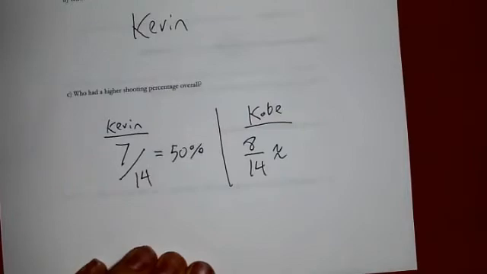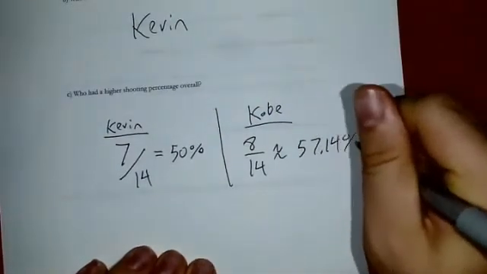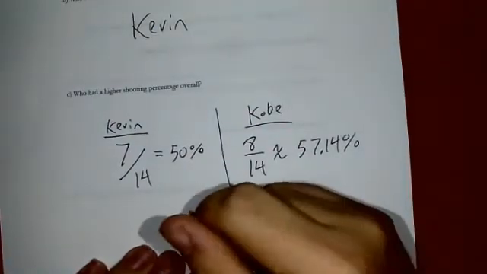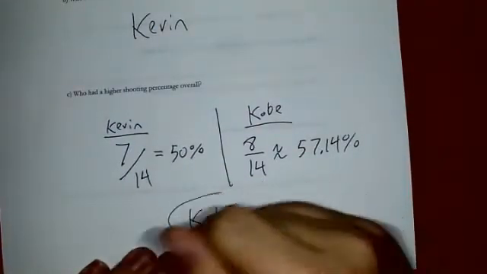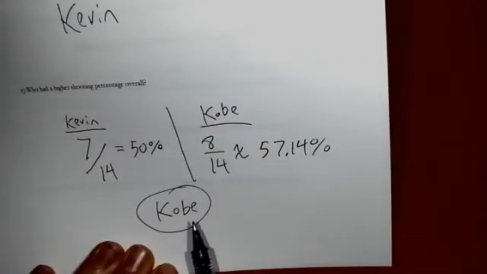We actually see that's approximately 57.14%. So actually, Kobe had the better shooting percentage overall. So Kevin was better in the first half, Kevin was better in the second half, but Kobe was better overall. So as you can see, sometimes you just got to run the numbers.